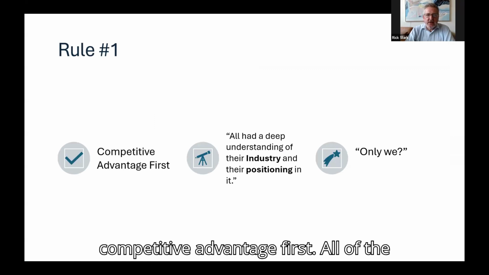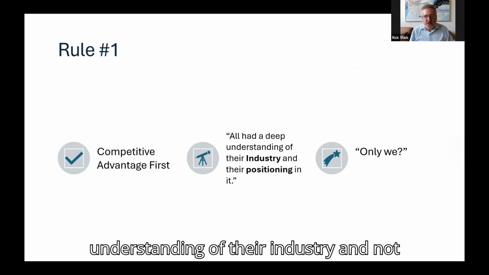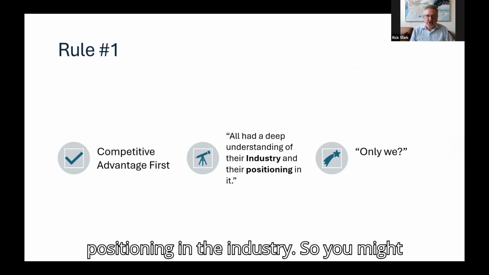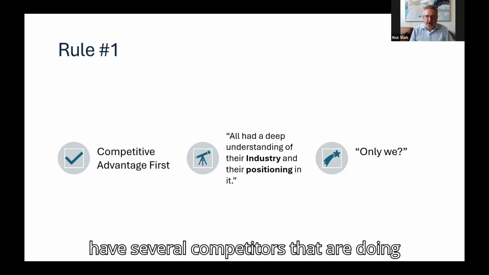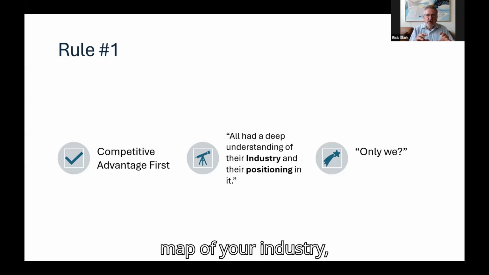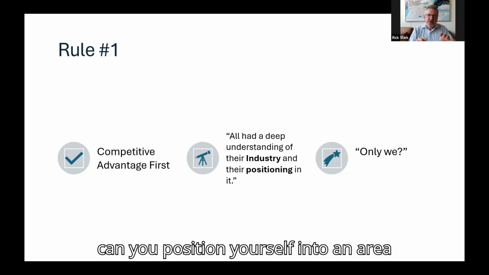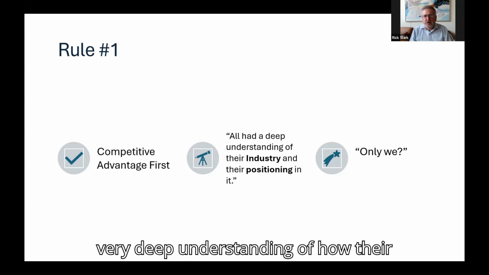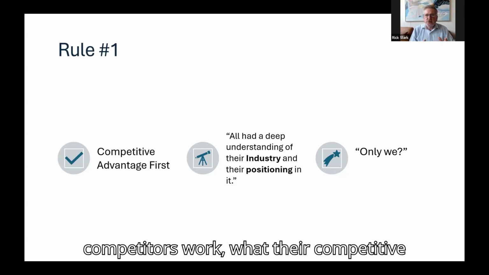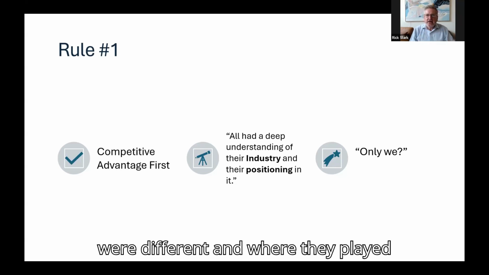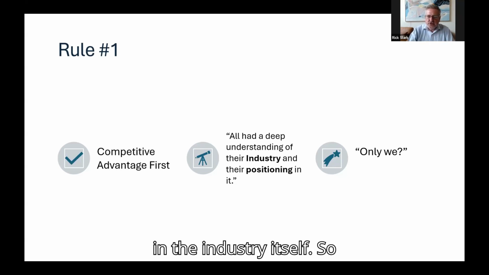Rule number 1 is competitive advantage first. All of the winners in the study had a deep understanding of their industry, and not only their industry, but their positioning in the industry. You might have several competitors that are doing the same thing. As you look at that map of your industry, can you position yourself into an area where no one is playing? All of them had a very deep understanding of how their competitors worked, what their competitive advantage was, in other words, how they were different, and where they played in the industry itself.